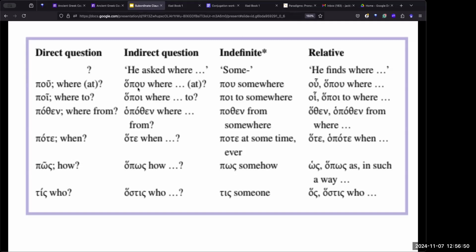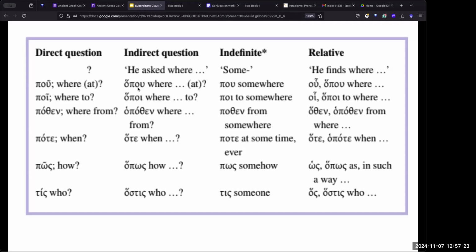All right. Or poi, to where? Hopoi. I ask you, to where are you going? Hopoi. I'm going somewhere. Poi. This the where, whither he is going, is to where he's going. He came to the place to where I sent him, something like that. Hopoi. Pothen, from where? So then there's the correlating hopothen.